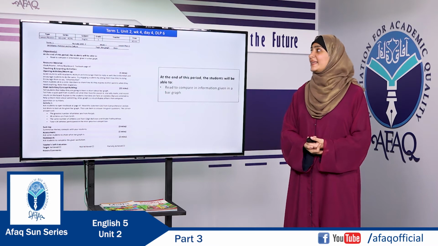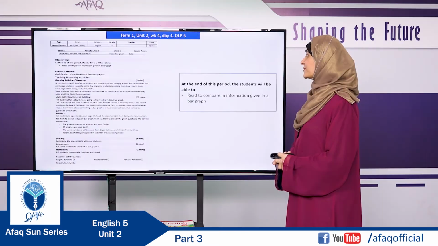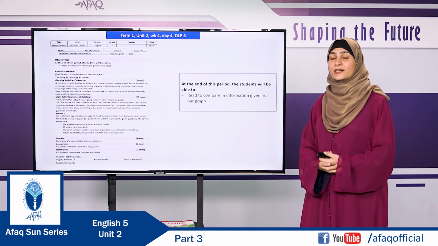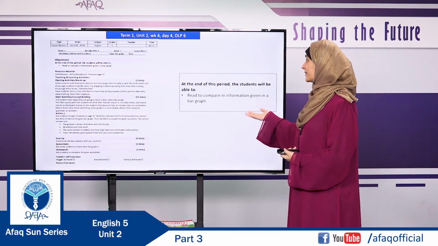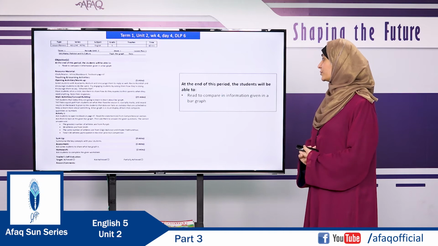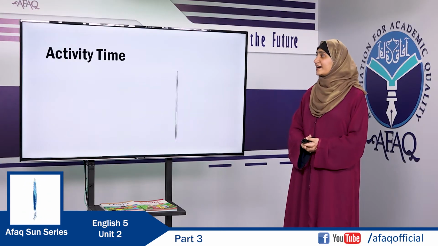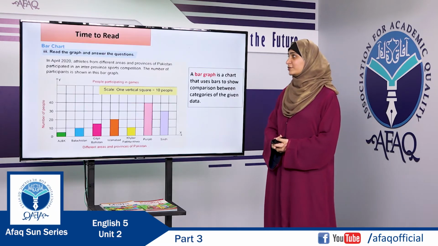So dear ones, let's move forward to our Term 1 Unit 2 Week 4. It's Day 4 lesson and DLP 6 is given to you for the learning objective that will help you to read and compare information given in the bar graph. So let's start practicing our bar chart.